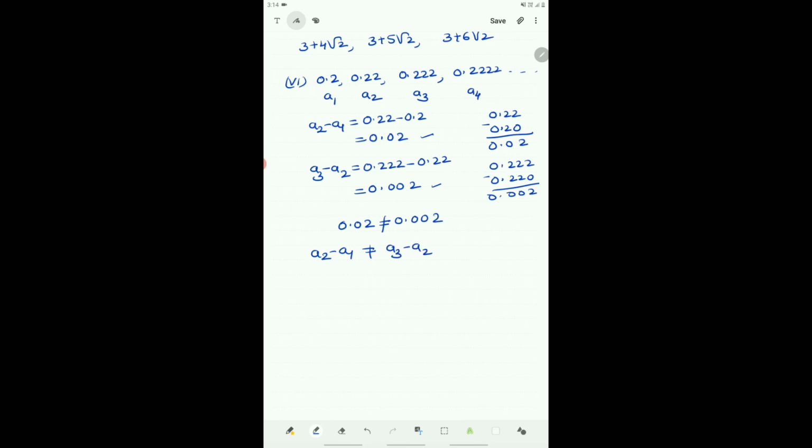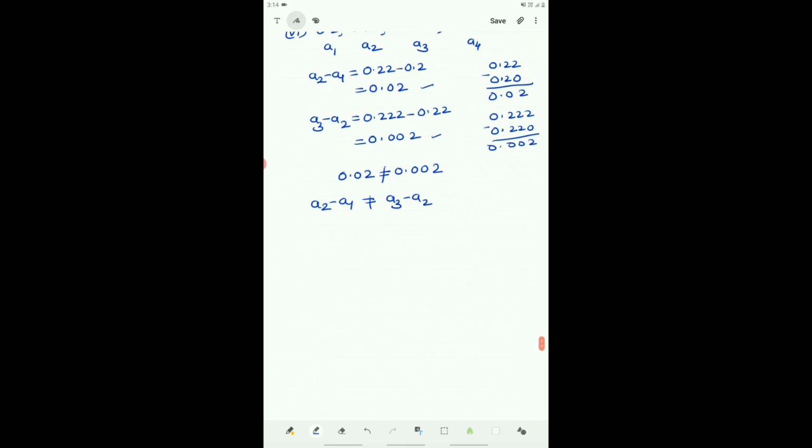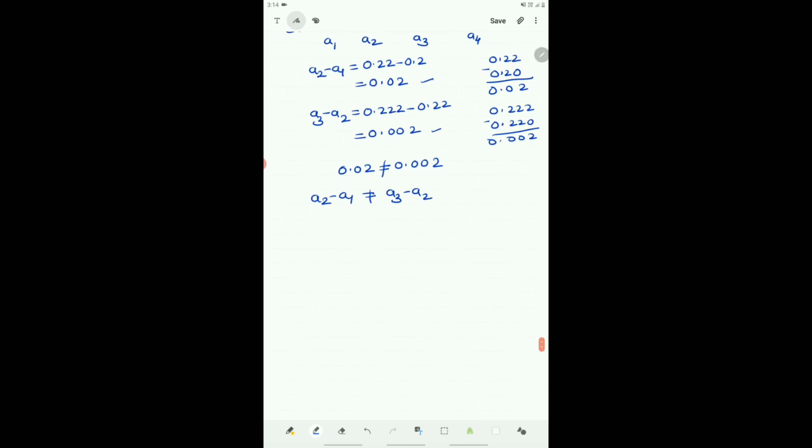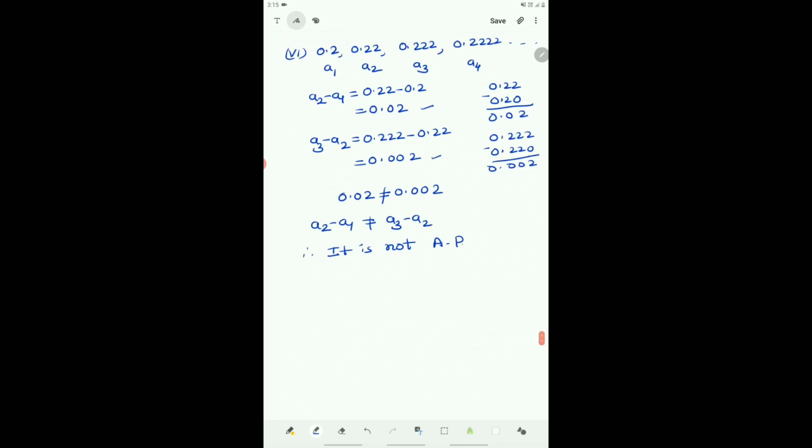So you got different values for A2 minus A1 and A3 minus A2. So no need of going further. Now you can consider it is not AP. Therefore, it is not AP. No need of finding the other differences here. In the second stage only you got the different value, so now you can consider it is not AP.